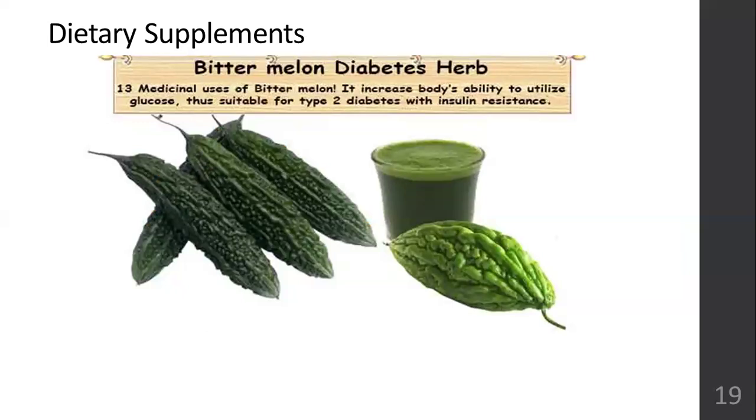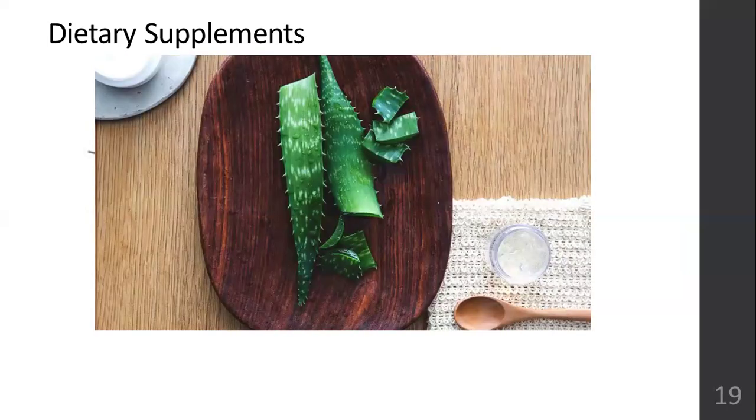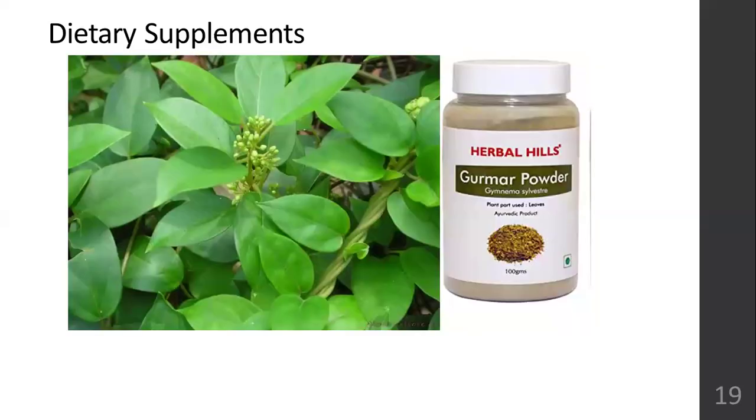Bitter gourd, that everyone knows. The juice of bitter gourd and all, it is a diabetic herb. It's used as a medicinal plant for diabetes. Aloe vera as well, aloe vera juice and all. They are diabetic friendly. It has a lot of soluble fiber as well. Gurmar powder, so it's a leaf. It's an Ayurvedic herb that is prescribed for controlling the blood glucose level.